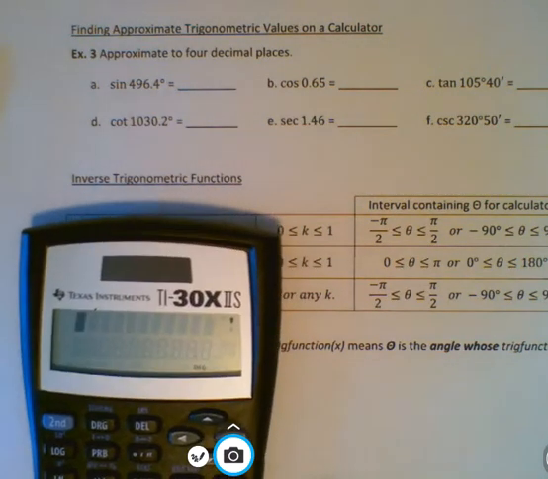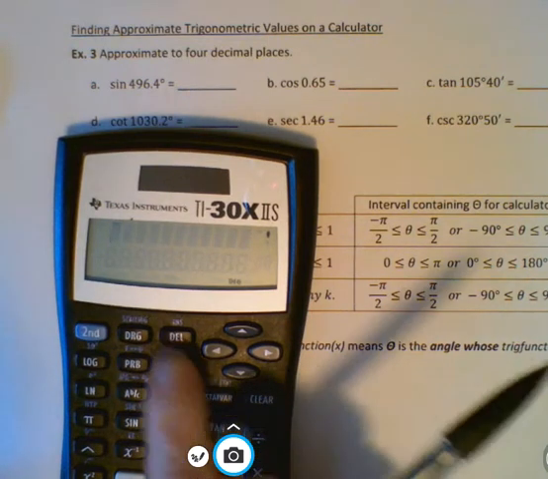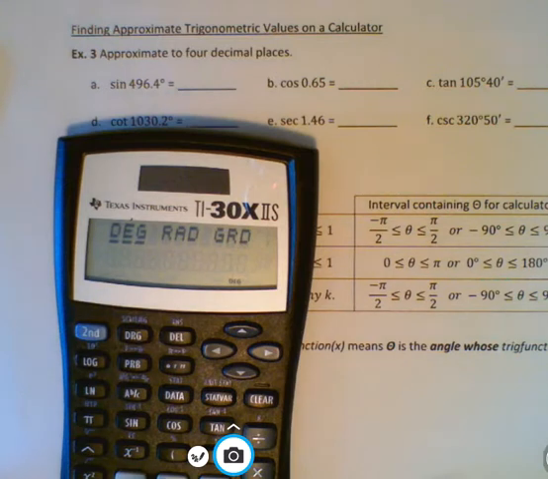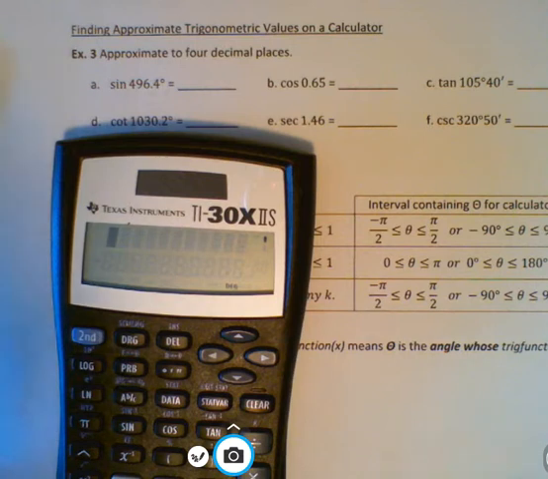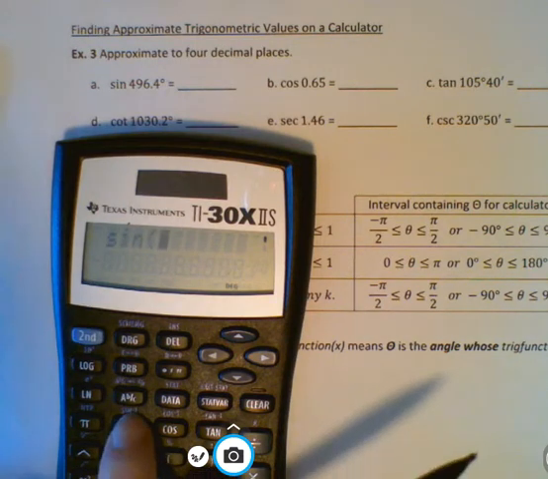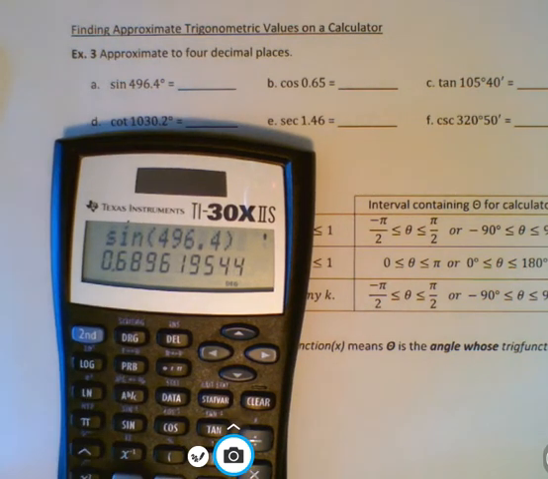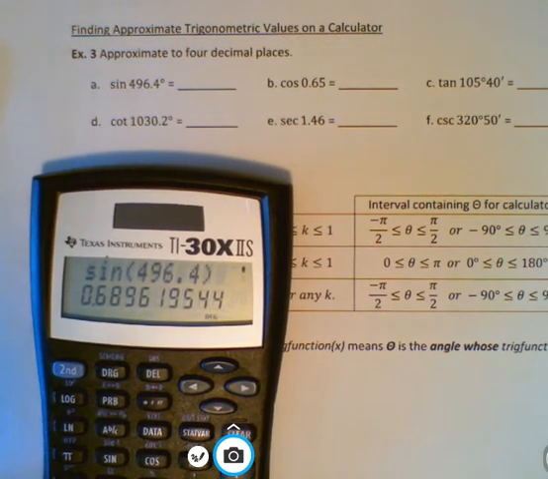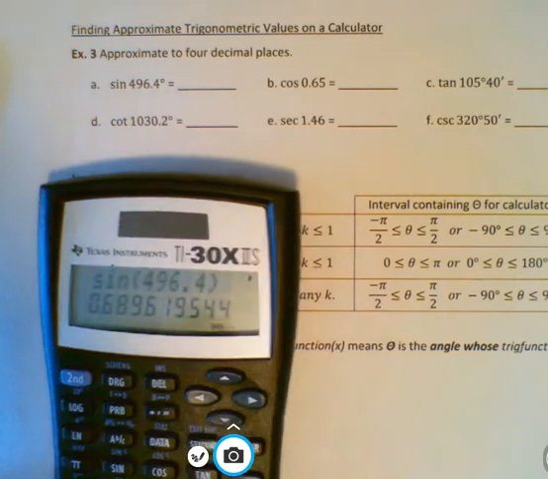So we're to find the sine of 496.4 degrees. Okay, so I'm going to check my DRG key. It's set in degrees, so I'm good to go for A. And now I just want to enter the sine of 496.4. And what rounding directions do we have? To 4 decimal places. We get a positive 0.6896.